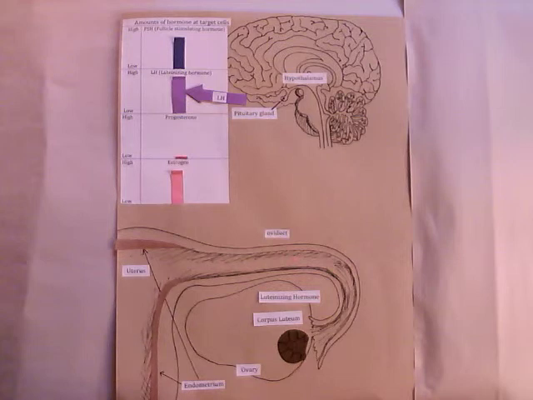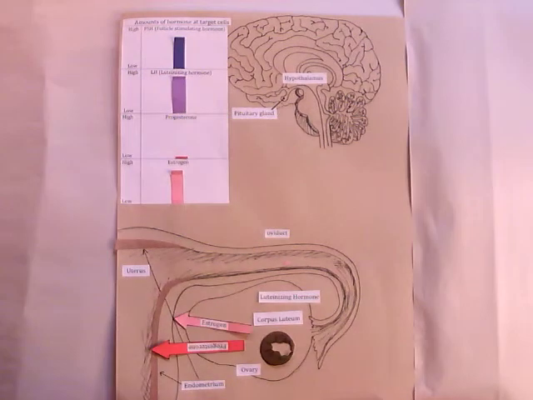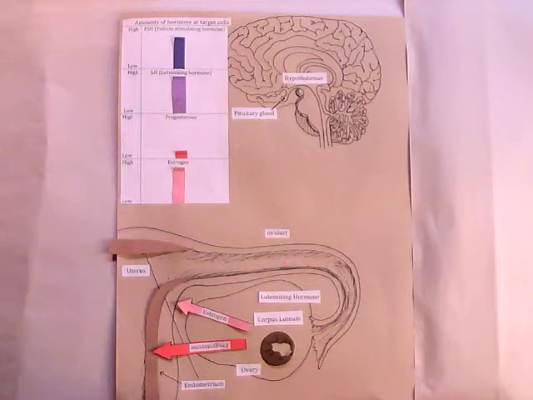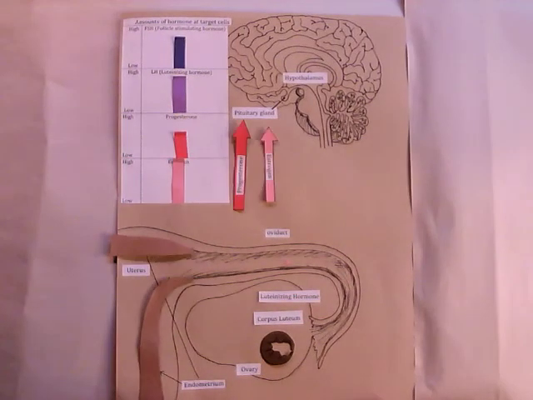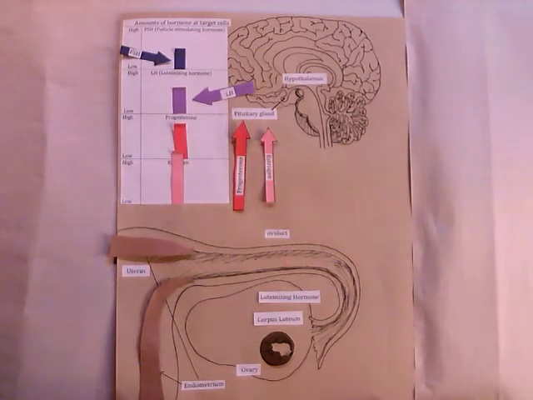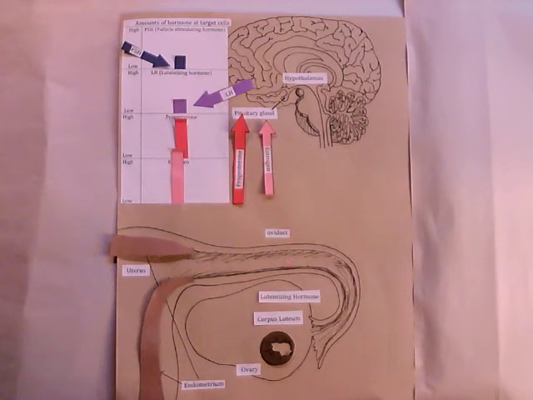The corpus luteum releases estrogen and progesterone, which together cause the growth of the endometrium, preparing the female uterus for pregnancy, and they also inhibit the pituitary gland from releasing more follicle-stimulating hormone and luteinizing hormone. This does two things. The first thing it does is it prevents a second egg from being prepared and then ovulated, so it prevents fraternal twin pregnancy.